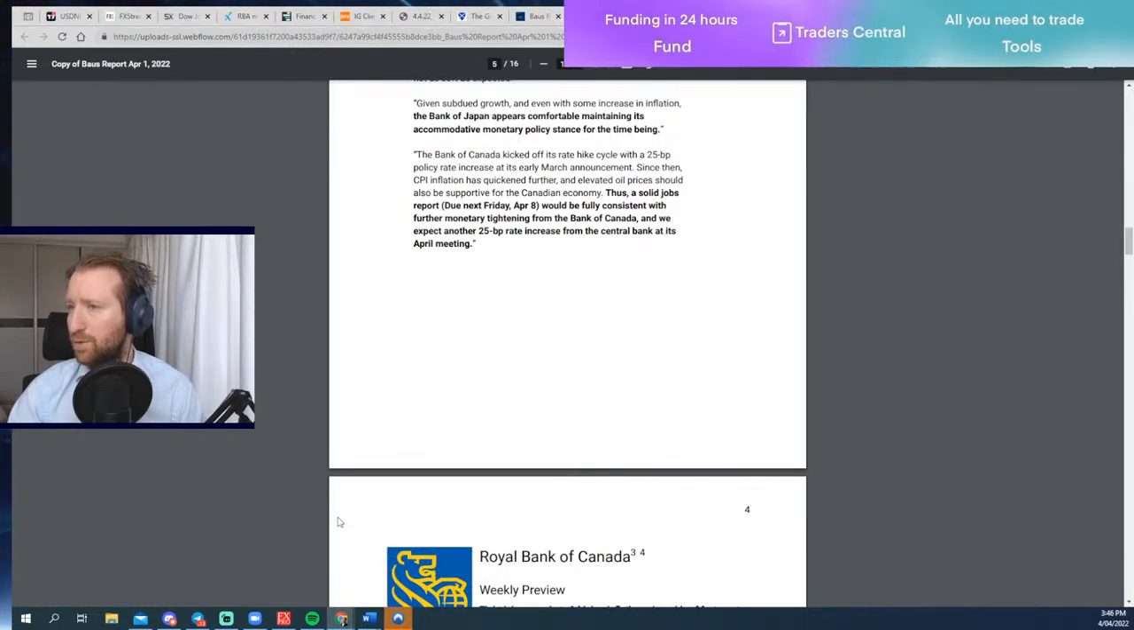I don't know if I'm allowed to say this next part, but the Bank of Canada kicked off its rate cycle with a 25 basis points increase as early as the March announcement. Since then, CPI inflation has quickened further. Elevated oil prices should be supportive of the Canadian economy, and a solid job report on the 8th of April, this April, will be fully consistent with further monetary tightening from Canada, and we expect another 25 basis points increase from the central bank in its April meeting.